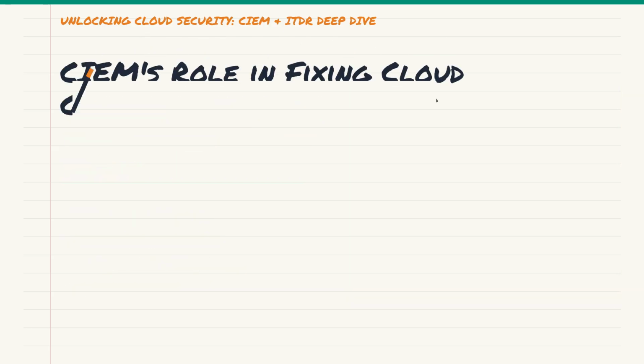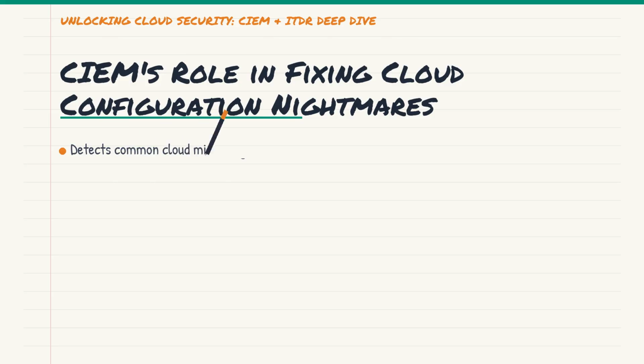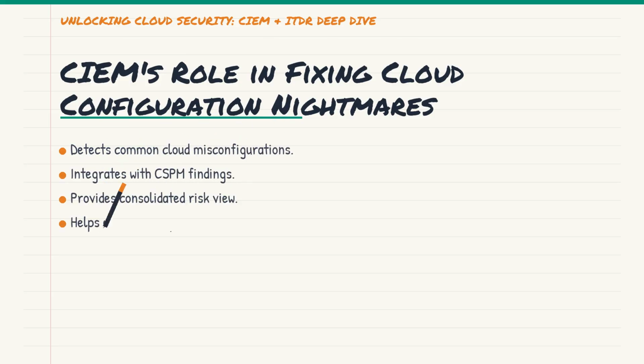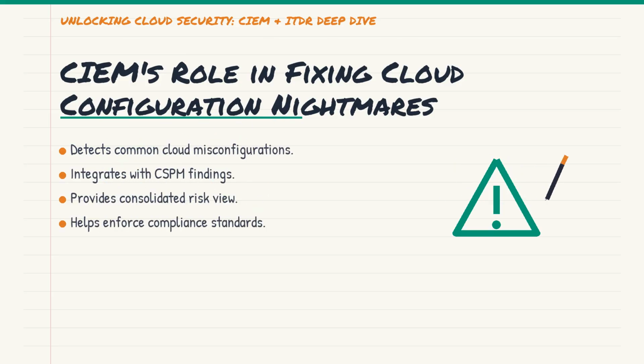Good SIEM platforms don't stop at just entitlements. They often integrate findings from Cloud Security Posture Management, CSPM, tools or have their own checks for common misconfigurations. They'll flag that public S3 bucket or a virtual machine without proper firewall rules. The goal is to give you a consolidated view of all potential identity and access-related risks, whether it's an overly permissive role or an insecure storage configuration.